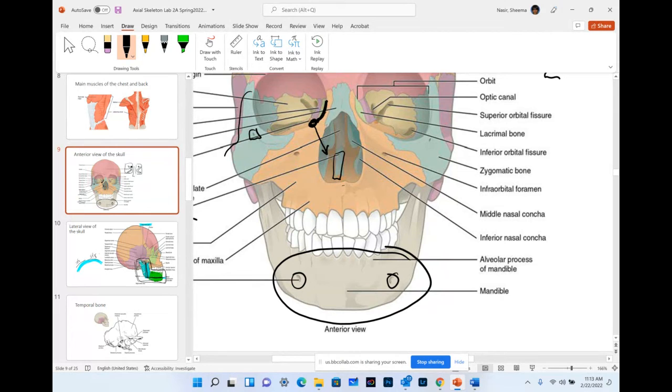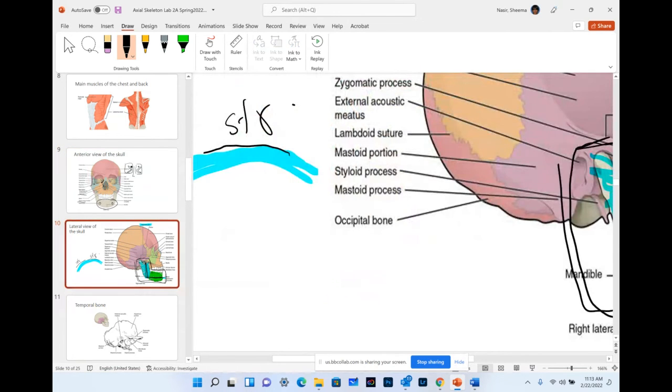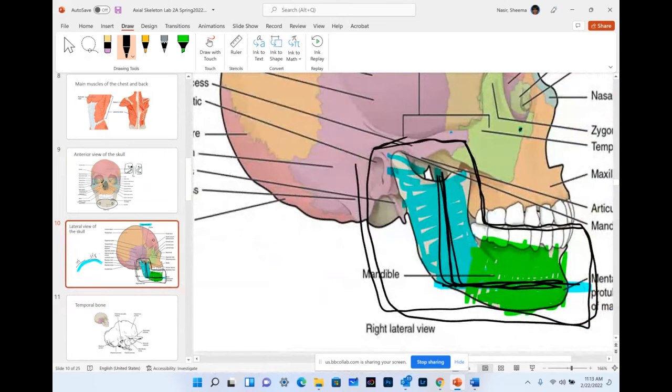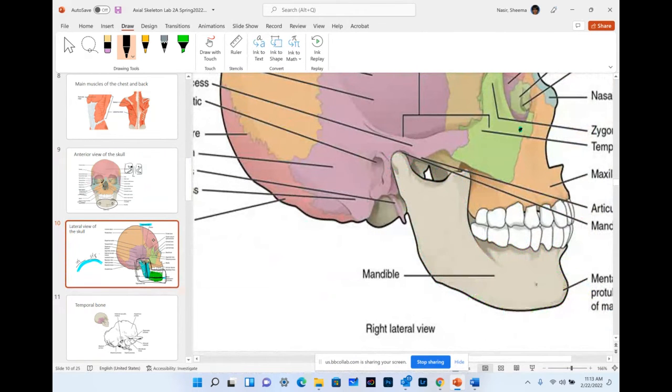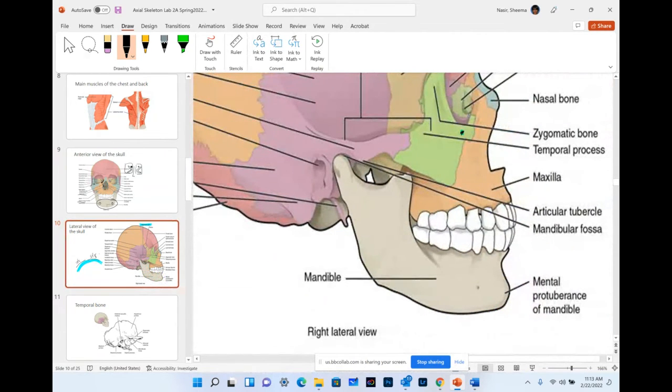Now, another thing we are going to look at is the mandible from the side, and I'm going to erase all this. You see this part? It's a pointy part. When you look at it, it looks like a shark tooth. This is your coronoid process.